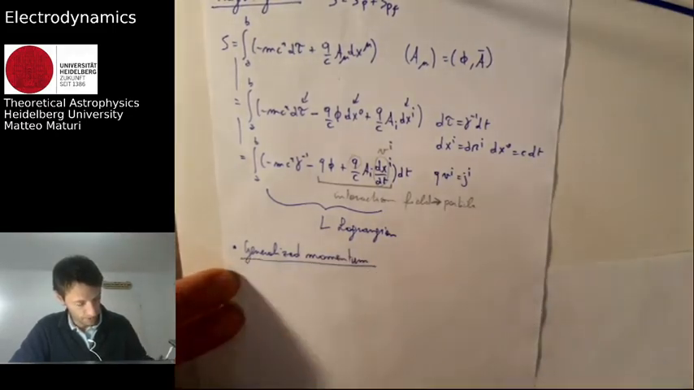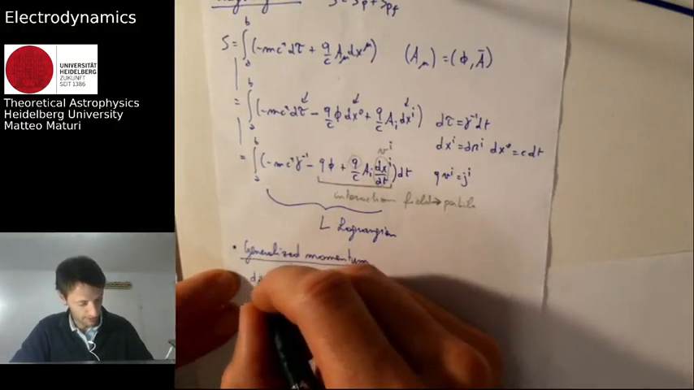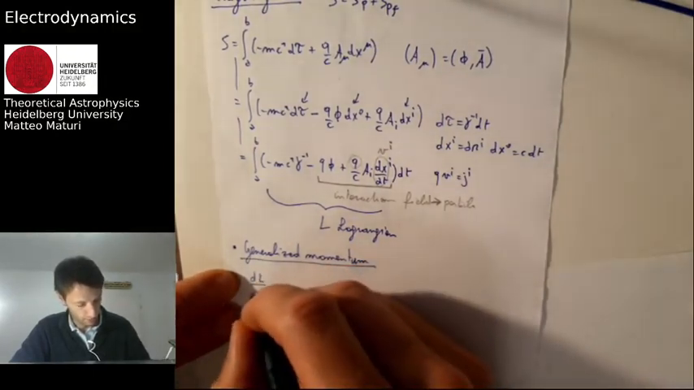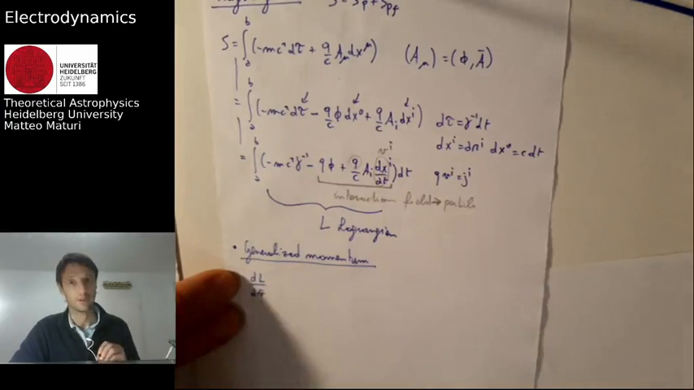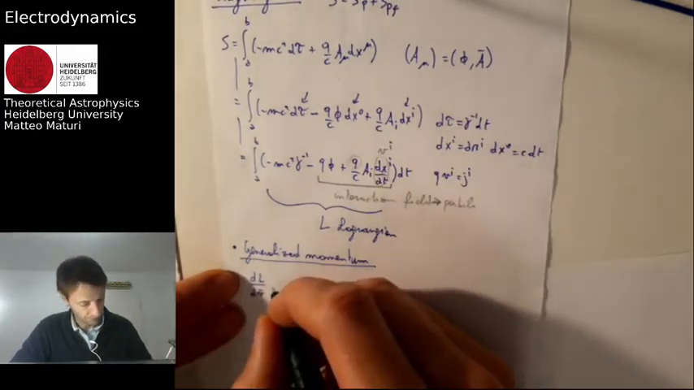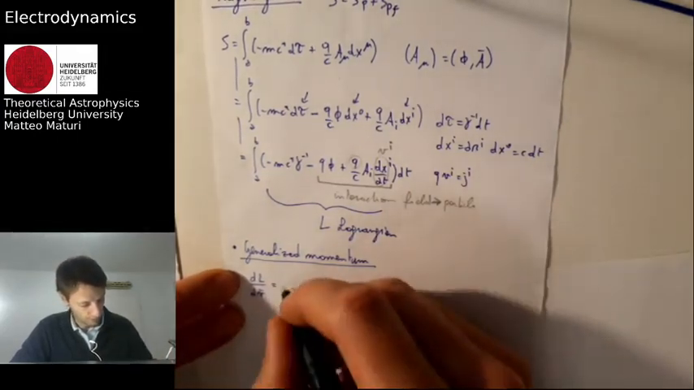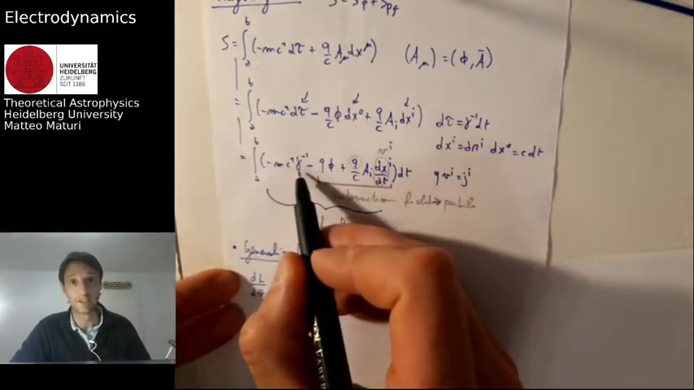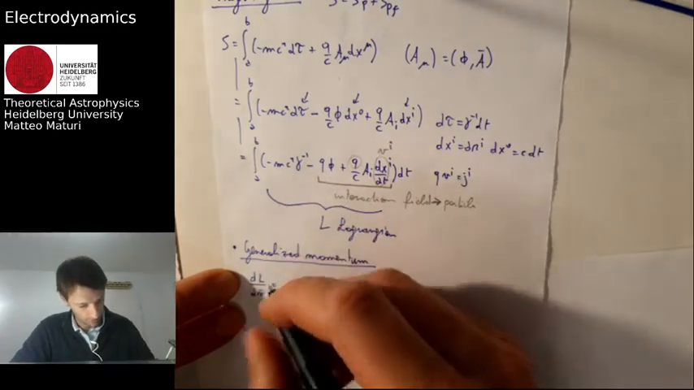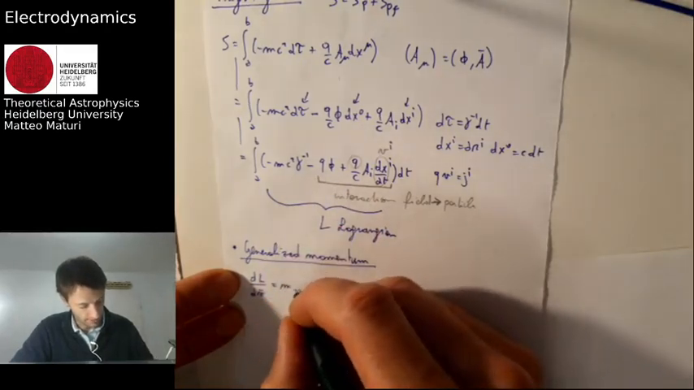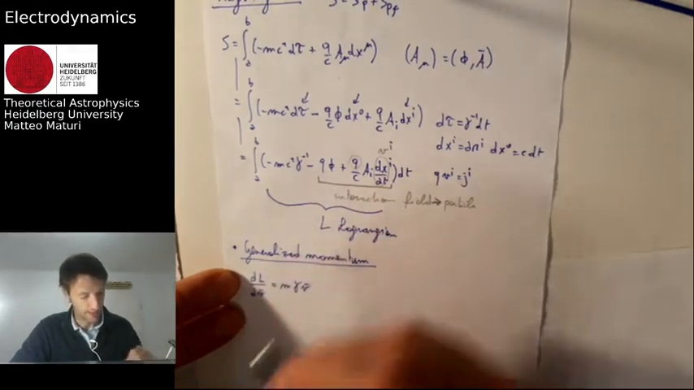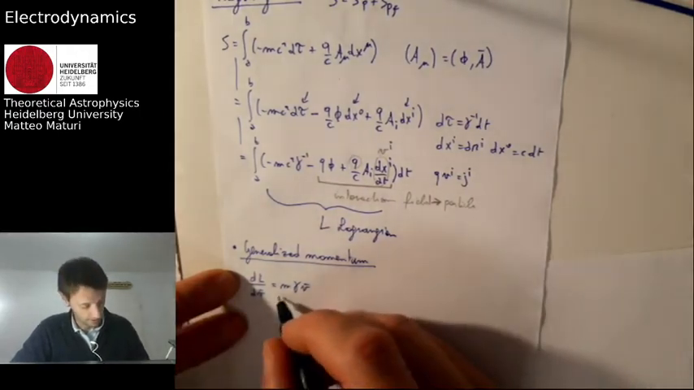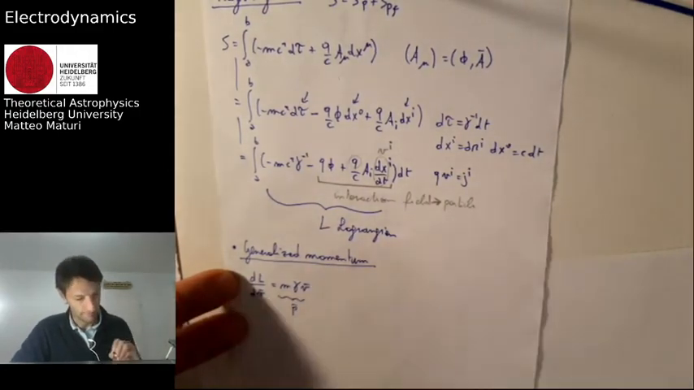Which is simply the derivative of the Lagrangian with respect to the velocity, which is equal to, now we are taking the derivative of the first term. Remember that in gamma there is hidden the velocity, and we have our standard m gamma v bar that we already derived and that we know to be the momentum of the particle.